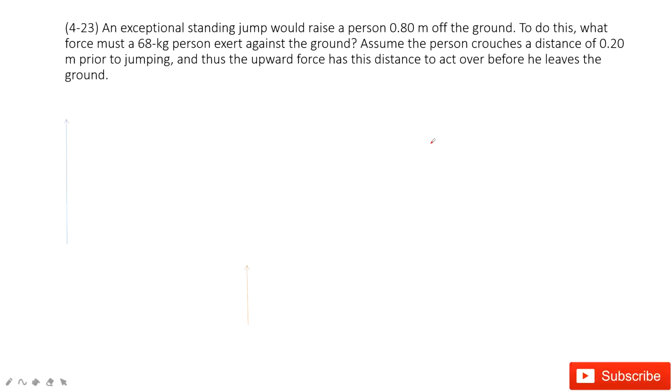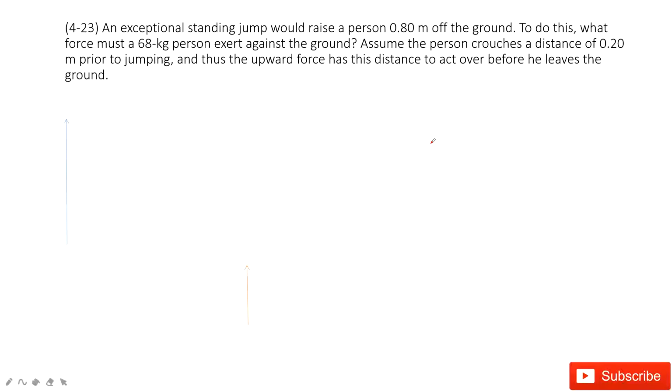Let's work on problem 23 in chapter 4. In this one, the first time we read these problems, wow, it's so difficult. But I suggest you draw a picture and then figure out all the details. You will find it's not so difficult.